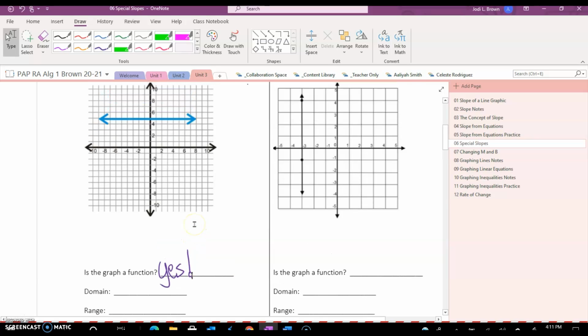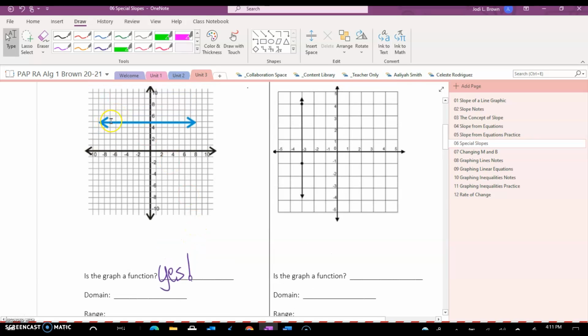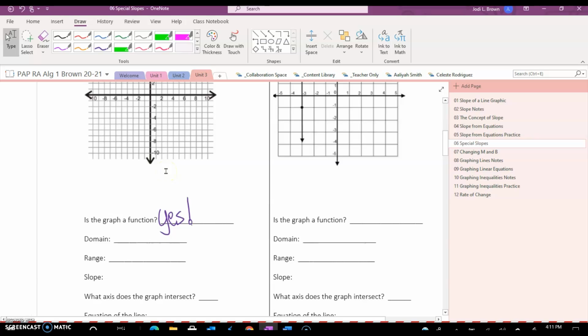Now, my domain. The domain, this graph has an arrow on this side, it's going to go left forever, and on this side, it's going to go right forever. So the domain of this graph is going to be, what do you think? You're right, all real numbers.